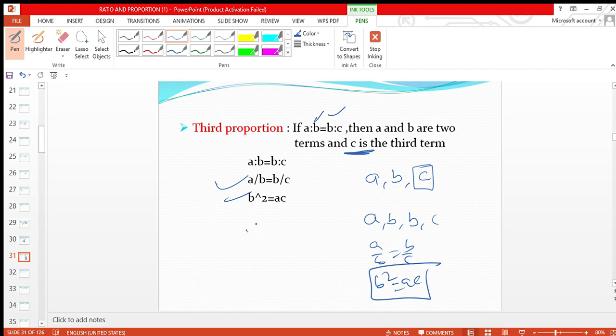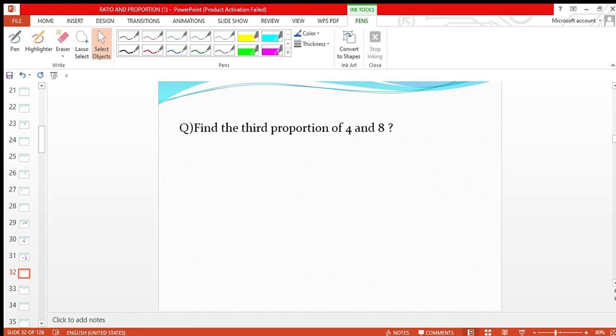Or B is equal to under root AC. Okay? Right. Next, find the third proportion of 4 and 8.